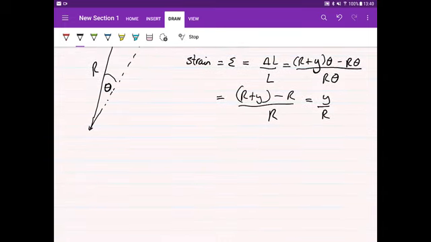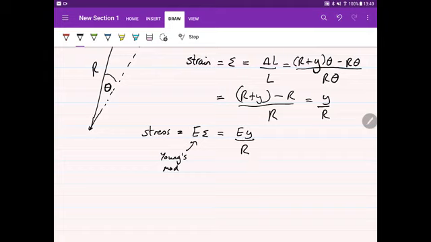If we want to turn that into a stress, we need to multiply it by the Young's modulus. So the stress is equal to the Young's modulus times the strain. So this is the Young's modulus here. And we just calculated the strain, so we know that the stress is going to be equal to E y divided by R.